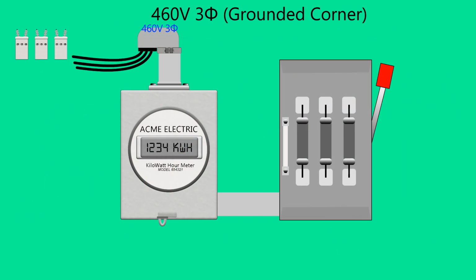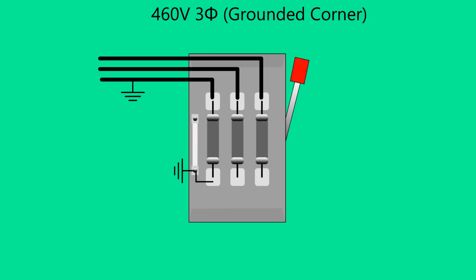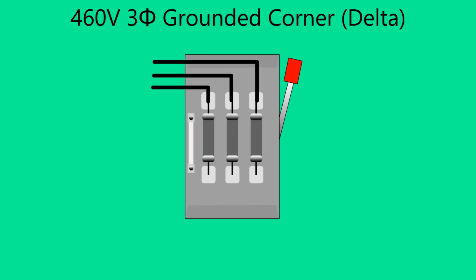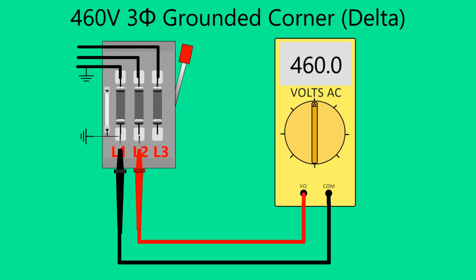At the service, the power is metered and sent to a main disconnect. Please note that the electrical code provides special rules and regulations for this system. This includes grounding specifications and overcurrent devices. The 460 volt grounded corner system does not have a neutral connection. Therefore, all of the phase-to-phase voltages are 460 volts.